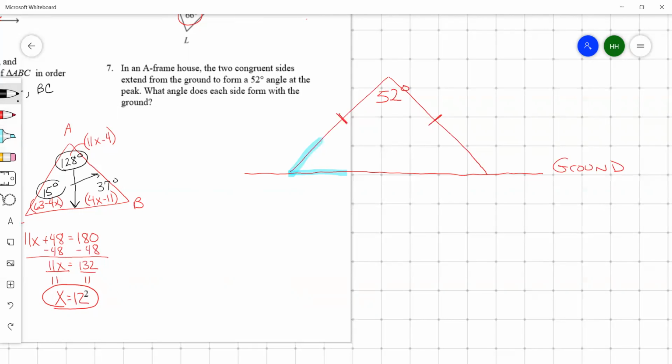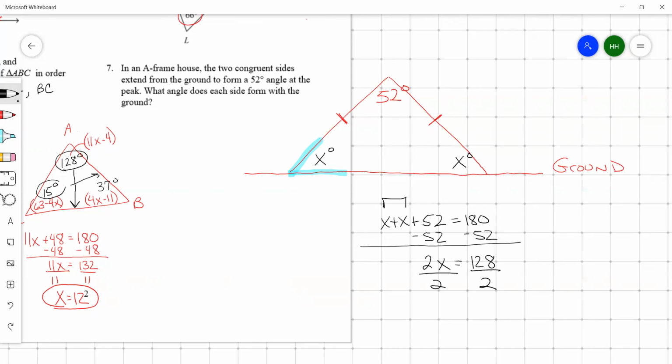Well, it's an isosceles triangle, so these two base angles are the same. This is about the 4th problem like this you've done already. So you got x plus x plus 52 equals 180. Subtract 52 from each side. Don't forget to combine your x's. So you get 2x equals 180 minus 52. That's 128. Divide both sides by 2, and x equals 64. So what angle does each side form with the ground? 64 degrees.